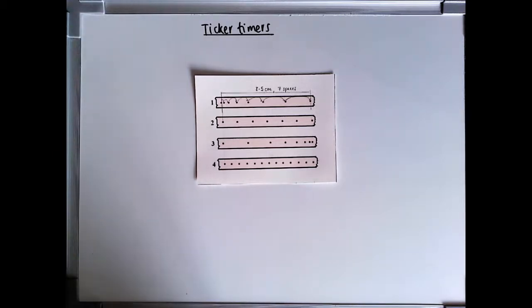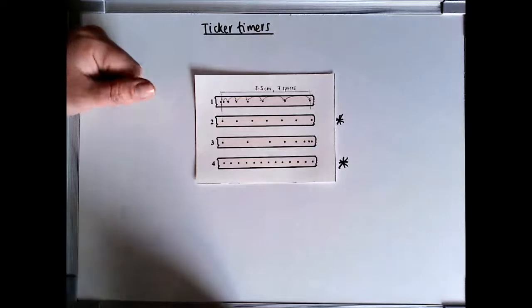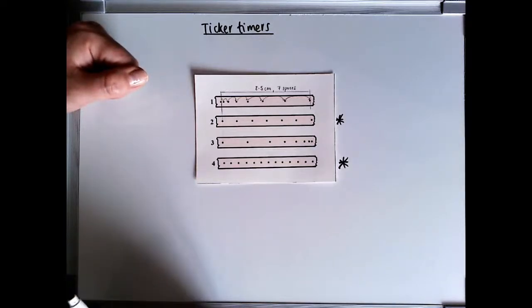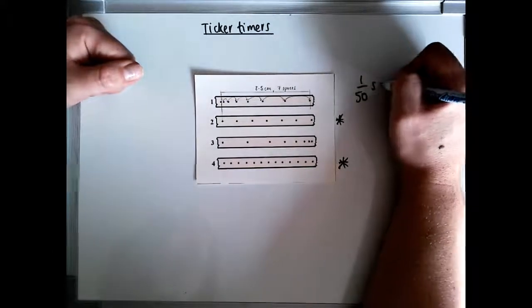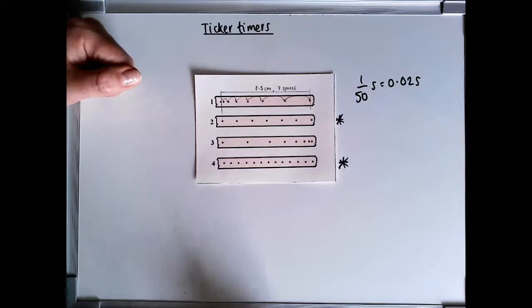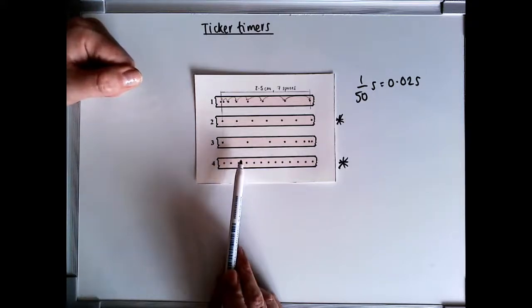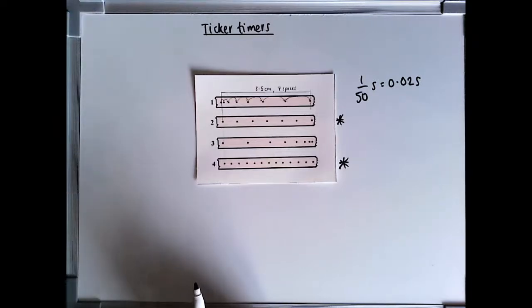I hope you can see that in number 2 and number 4, the dots are evenly spread apart. Now I know that the timer puts a dot there every 1/50 seconds, so that's every 0.02 seconds I get a dot. And if they are evenly spaced apart, in that 0.02 seconds I've pulled it an equal distance. So I must have pulled that through at a steady speed for number 2 and number 4.